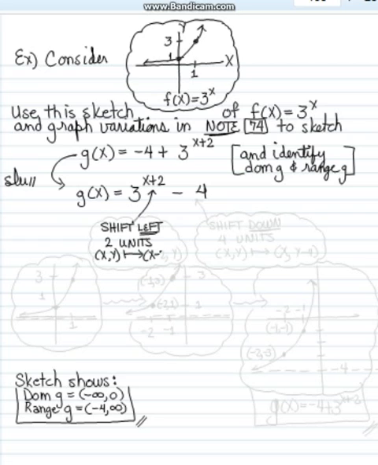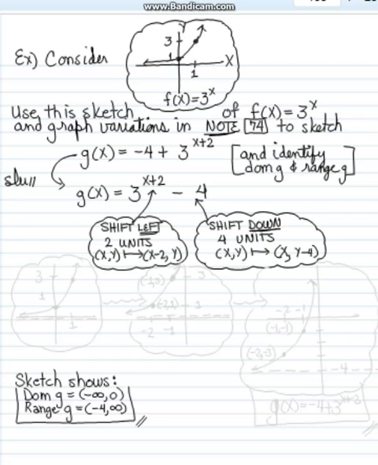So the ordered pair x, y will change by subtracting 2 from the x coordinate. You take all the x coordinates and subtract 2, and then leave the y coordinate alone to get the new position. Then the next variation to the basic graph is due to the -4. That will cause us to shift in the downward direction 4 units. So any ordered pair x, y will be changed by subtracting 4 from the y coordinate and leaving the x coordinate alone.